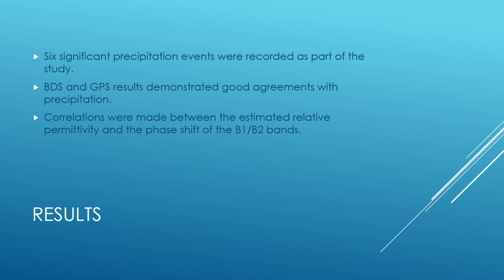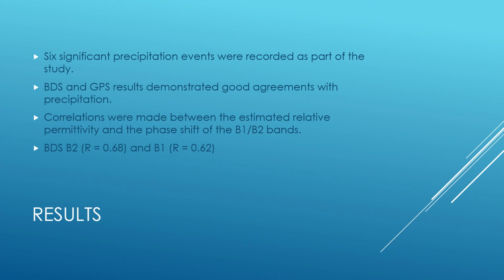Correlations were made between the estimated relative permittivity and the phase shift of B1 and B2 bands. BDS B2 had a correlation coefficient of 0.68, and B1 had a correlation coefficient of 0.62. So B2 showed higher correlations with relative permittivity than B1. And the results also indicated that the interference method was more sensitive than the phase method for dry soils.